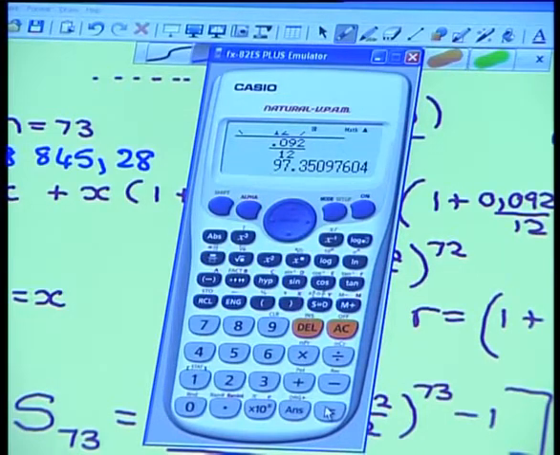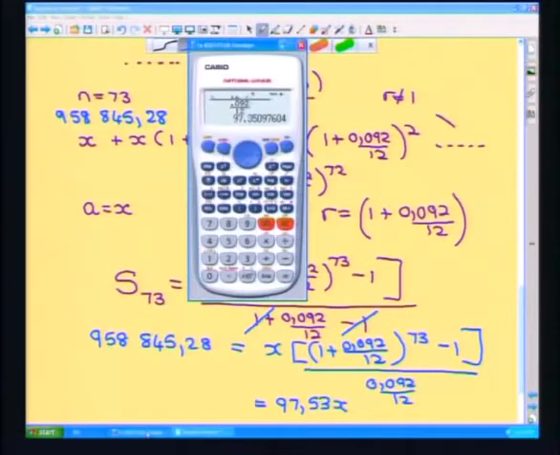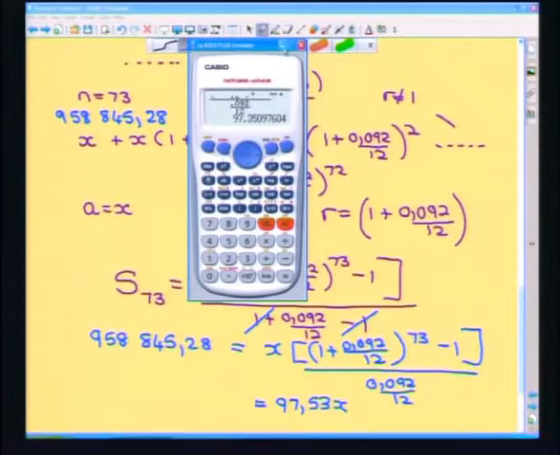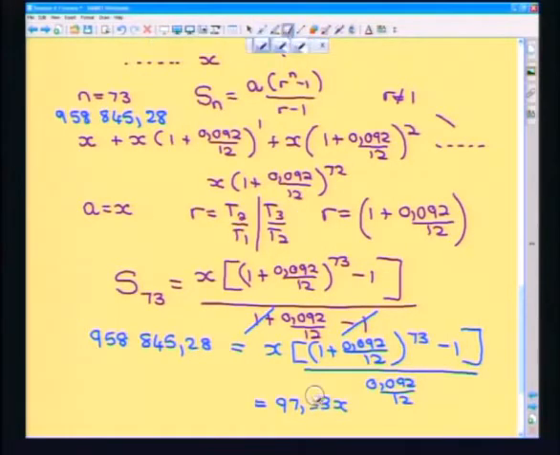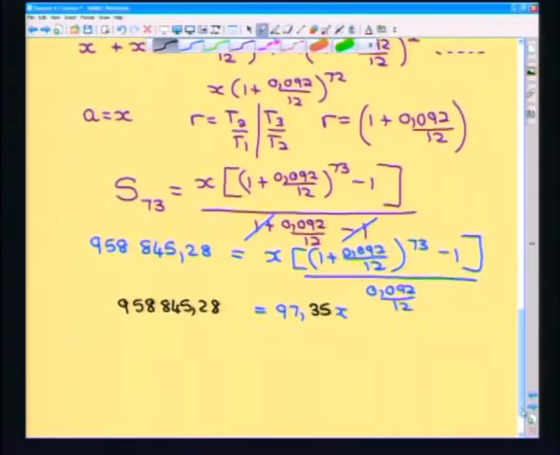Now I'm sure you remember from the last lesson I did stress that even though we write down part of the number, it is better not to clear your calculator, because that little accuracy can make a huge difference when it comes to money, and in fact when it comes to anything. So all I'm going to do now is write down 97.53x. Let me just make sure I wrote that down correctly. Yep, nearly made a mistake there, so good thing I checked. It's 97.35. And that is equal to 958,845.28.